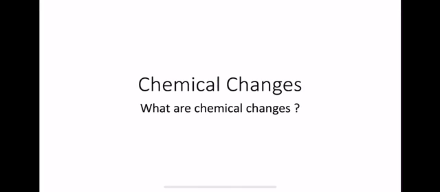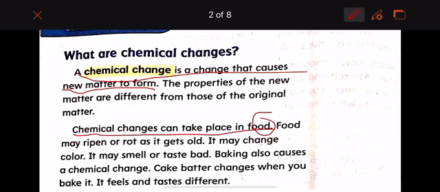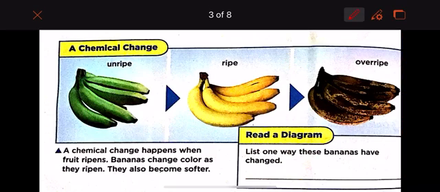Hope you're doing good. So our lesson for this week is about chemical changes. What are chemical changes? A chemical change is a change that causes new matter to form. Chemical change can take place in food. Yes, food may ripen or rot as it gets old, just like this diagram. As you can see, a chemical change happens when fruit ripens.